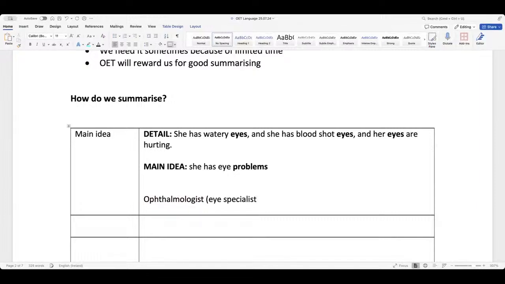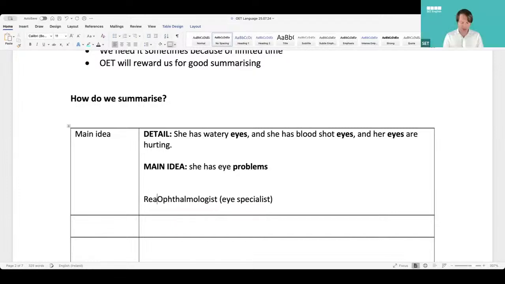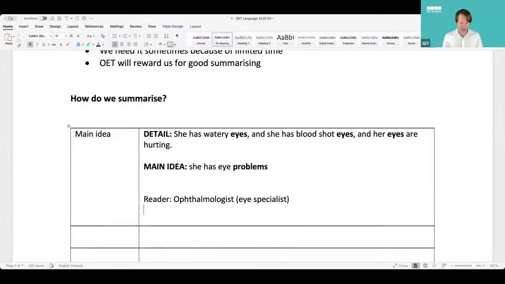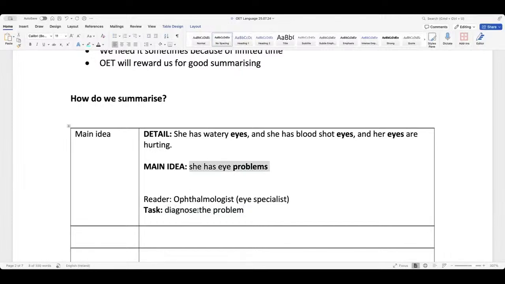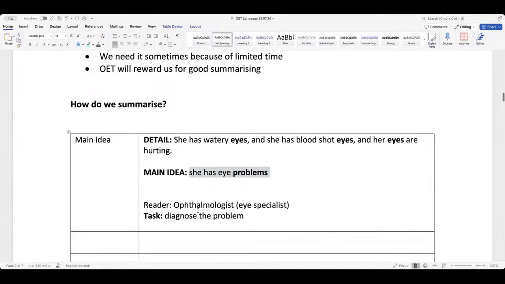Specialist. And let's say the reader is an ophthalmologist, and the task is to diagnose the problem. Is it a good summary now? Is this good? She has... No. You have to give some details. You would need to give the details, of course, right?